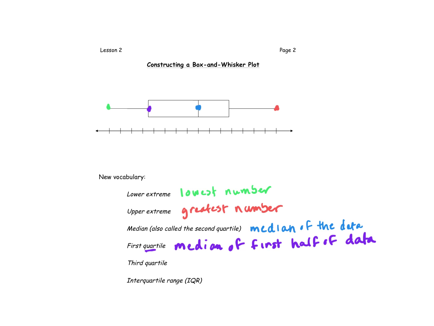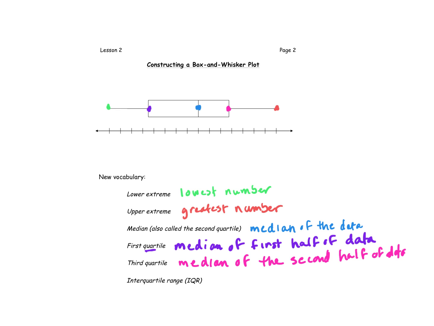Our next vocabulary word is the third quartile. So that is the median of the second half of the data. And as you may have guessed, that is located here. It is the end of the box and the beginning of the second whisker, what we refer to as a whisker.